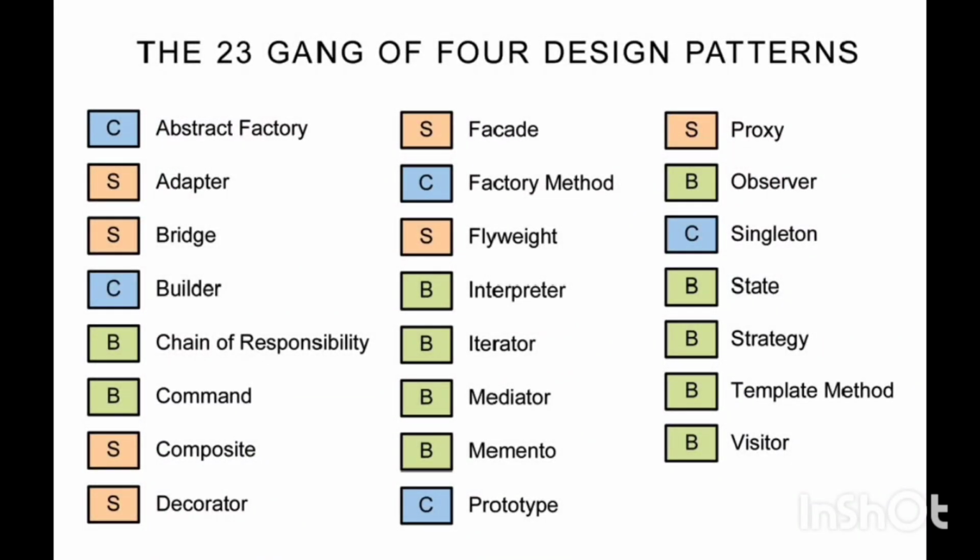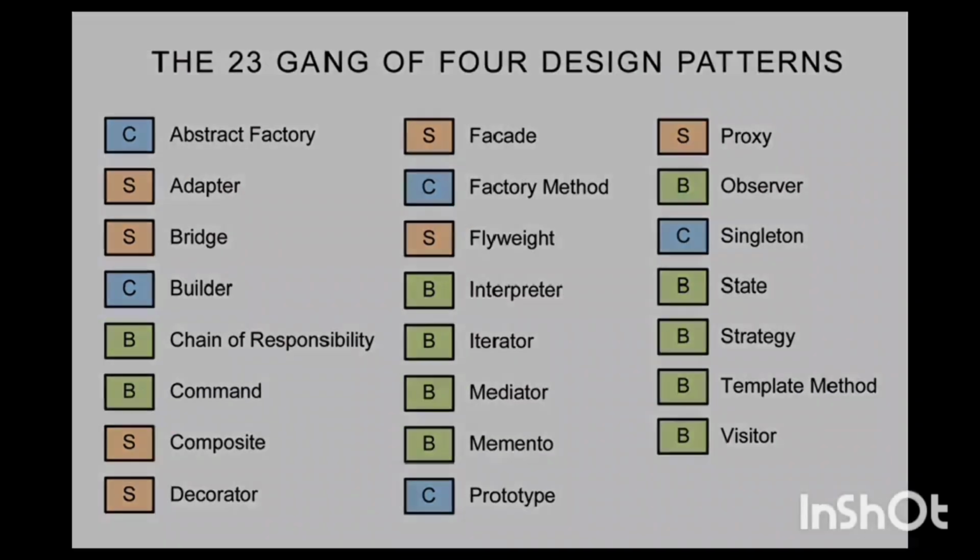Hello, today we're going to talk about one of the 23 famous design patterns, which is the state pattern. First of all, we know from the Gang of Four book that we have those 23 design patterns, and they are divided into three different categories: structural, behavioral, or creational. Specifically, the state design pattern is a behavioral design pattern.